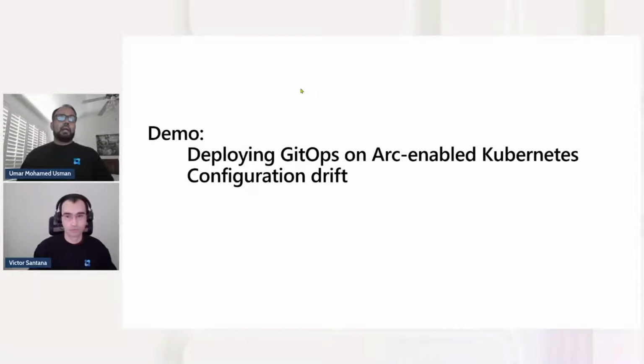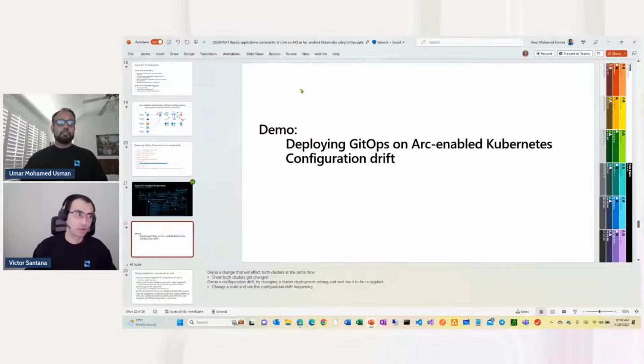All right, now we're going to look at how you would deploy the GitOps extension on AKS running on Azure Stack HCI. Again, we connected AKS running on Azure Stack HCI to Arc-enabled Kubernetes, and now we look at how we would deploy GitOps on it. Victor? Perfect. Thank you, Umar. Yep, Todd, if you don't mind switching the screens, I appreciate it.